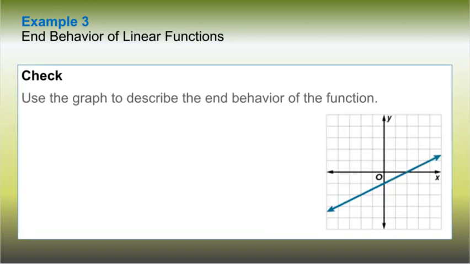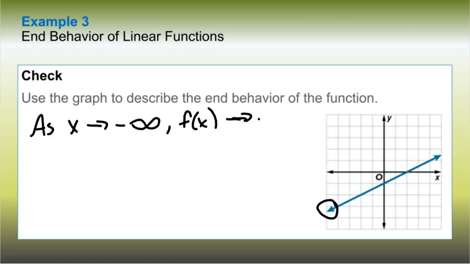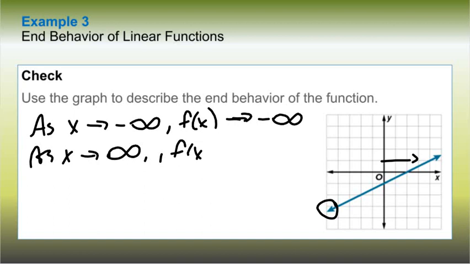Now back to this one. Here we would start our statements, and the statements always start the same way. As x approaches negative infinity, when x goes to the left, where does the arrowhead go? The arrow is pointing downward, so f of x would approach negative infinity. And as x approaches positive infinity, when I go to the right, where's the arrow pointing for f of x? F of x approaches, it's going upward, positive infinity.